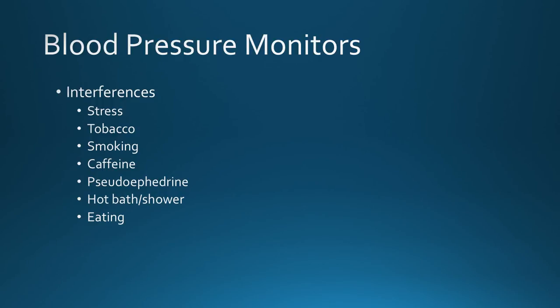The bottom 2, a hot bath and shower and then eating, are actually going to lower a patient's blood pressure. For a hot bath and shower, it causes them to vasodilate, and then for eating, it redirects their blood flow to their stomach, causing a decreased blood pressure reading.